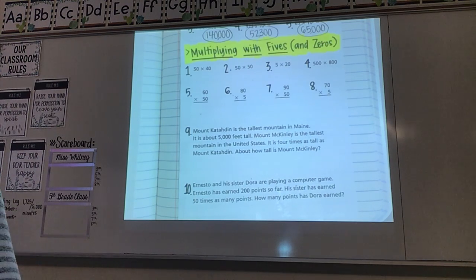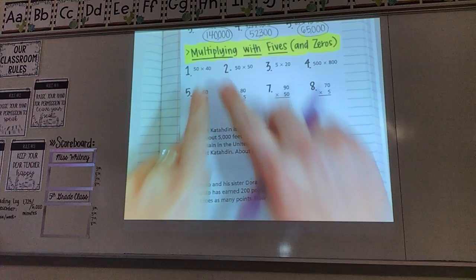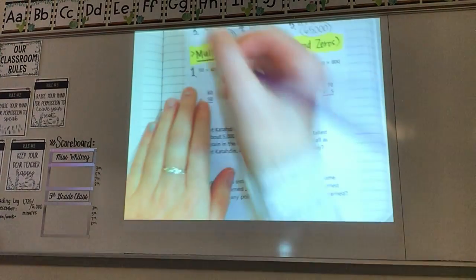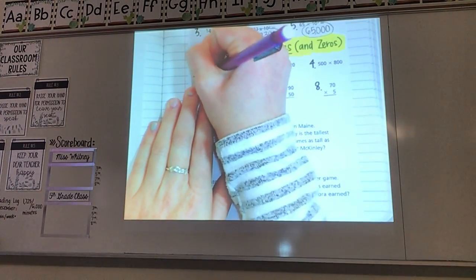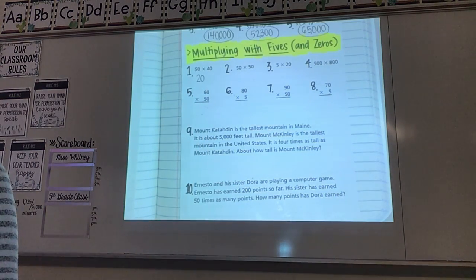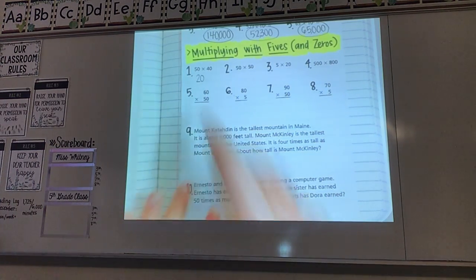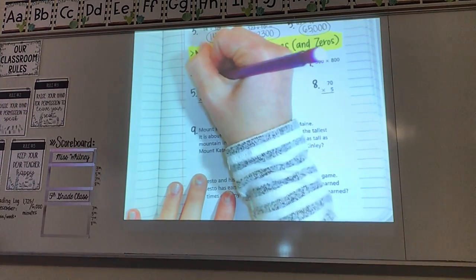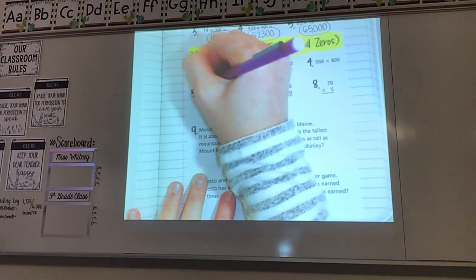So number 1, 50 times 40. I'm going to cover up those zeros. You can either do it with your fingers or kind of just in your mind. What am I left with when I cover up my zeros? 5 times 4, which is 20. So I write that down. And then how many more zeros do I need to add? 2, because there were 2 zeros up there. So that would be 2,000, putting my comma where it needs to go.